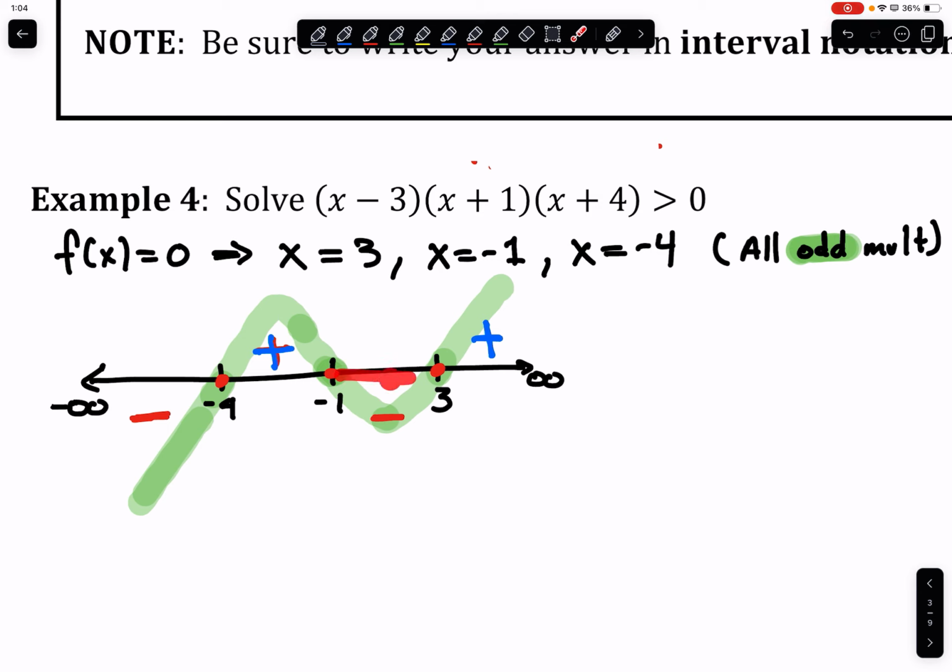For example, this one right here, I'm saying it's going to be negative because of the alternating value. And let's look. Between negative 1 and 3, the number 0 is there. So if I replace all of the x's with 0, we get a negative number in the first parentheses. We get a positive number in the second parentheses.